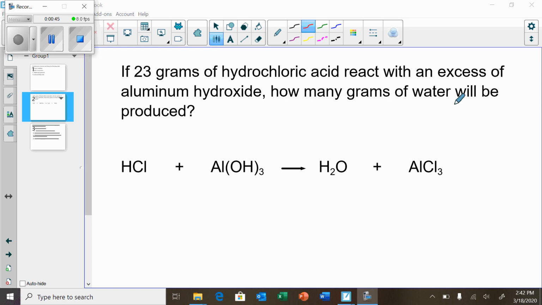So what I want to do is add in a percentage yield to this problem right here and then go ahead and solve it. So what we're given is that we got 23 grams of hydrochloric acid. And we're trying to figure out how many grams of water. I think I worked this problem for you guys once already.